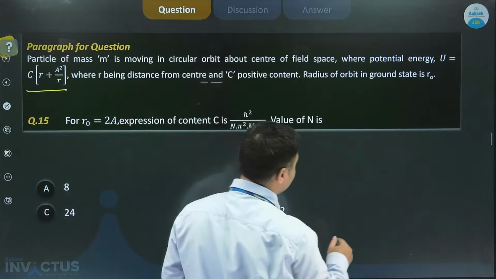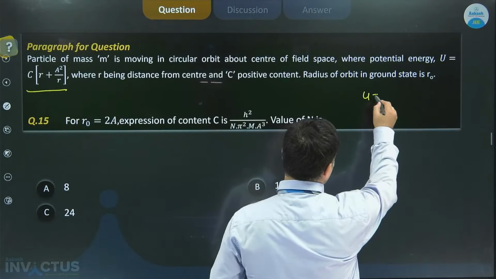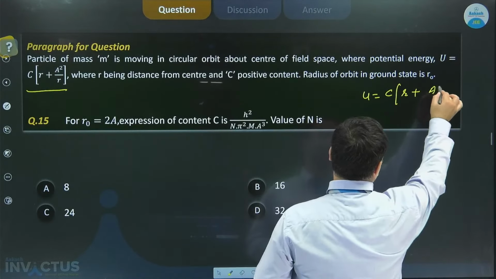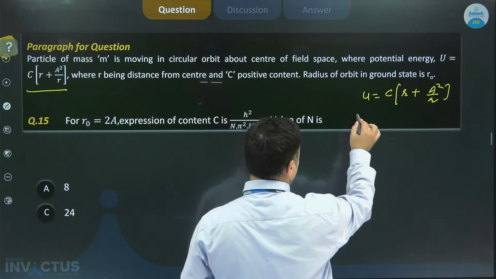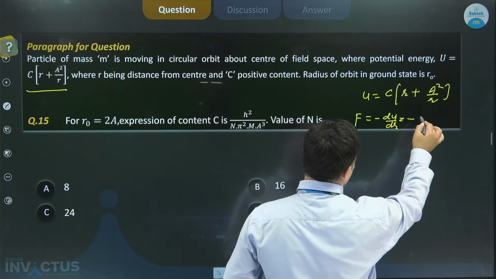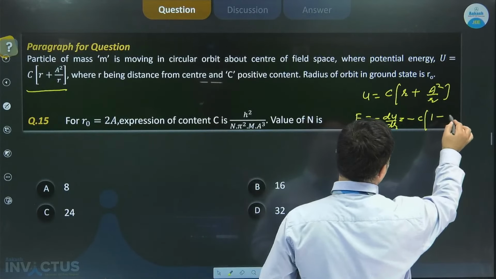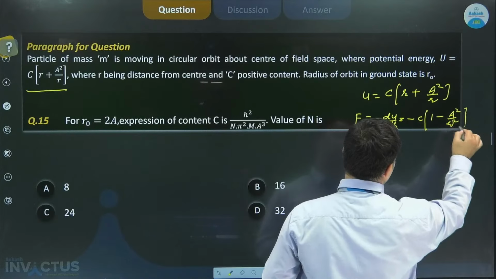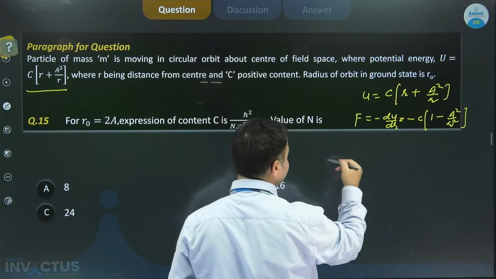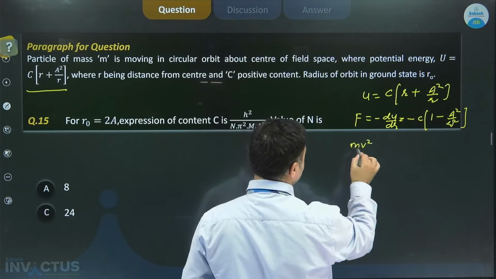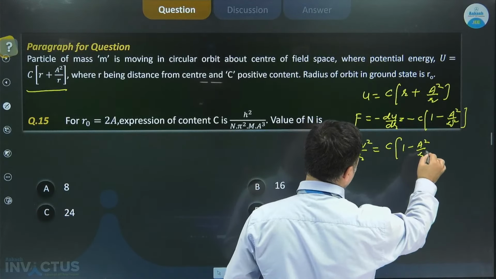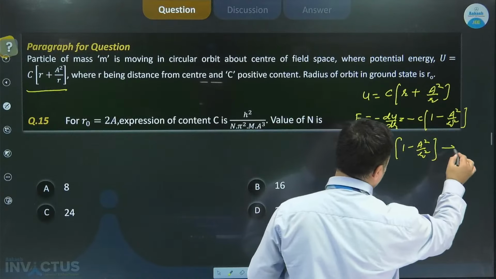So we have potential energy U equal to C (r plus a square by r). We can calculate force as minus dU by dr, so minus C (1 minus a square by r square). The magnitude of this force will provide the necessary centripetal force, so mv square by r should be equal to C (1 minus a square by r square). Call it equation number 1.